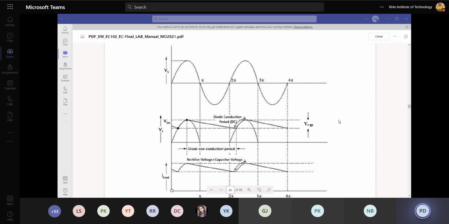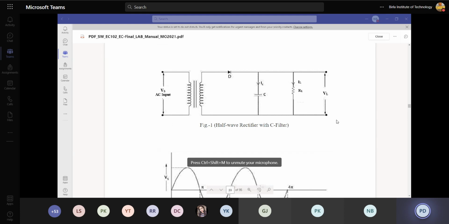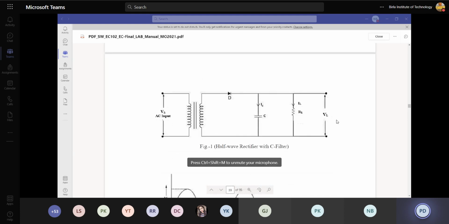So after using the capacitor filter, what is its significance? If you connect one capacitor across the load, then what will happen? Just like this. So this is the circuit. Here RL is the load resistance, and across this one capacitor is connected. When we measure the load voltage or the output voltage, it will be across that capacitor.